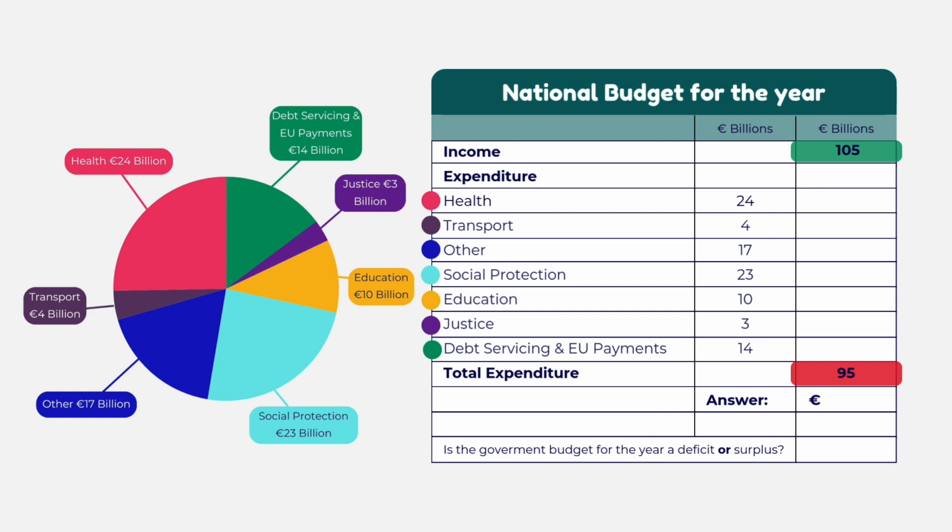Next step is to subtract our expenditure from our income, which leaves us with 10 billion left over from our budget. The final step now asks us, is the government budget for the year a deficit or surplus? We know we had 10 billion left, so that is a surplus budget. And this is how you complete a budget question.